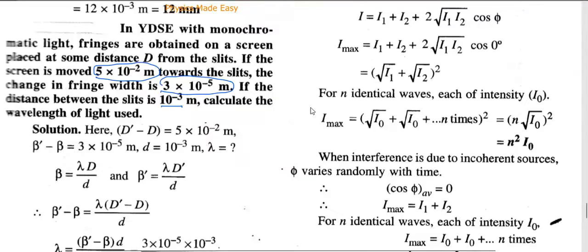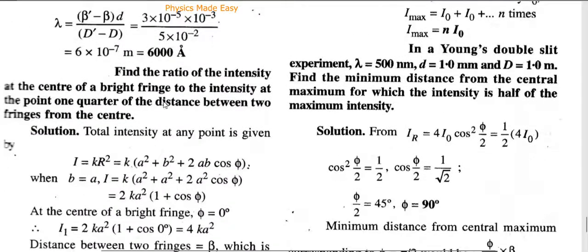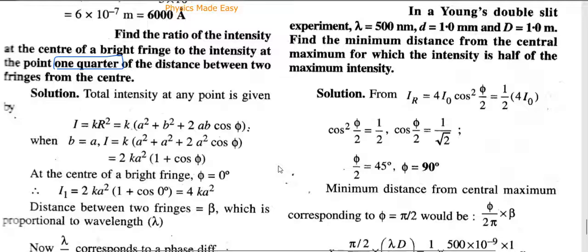So now let me go through the next concept. To find the ratio of intensity at the center of bright fringes to the intensity at the point 1/4 of the distance between the two fringes. First of all, find the intensity at the center, which means phi is equal to 0. For phi is equal to 0, this is the formula.